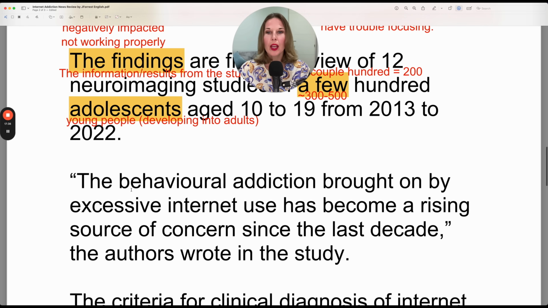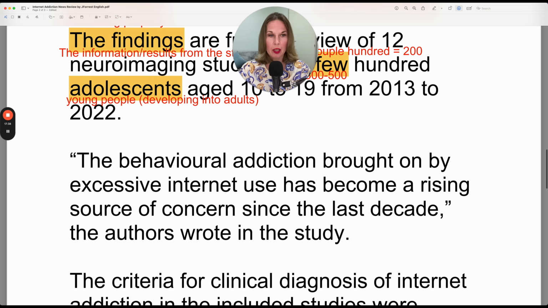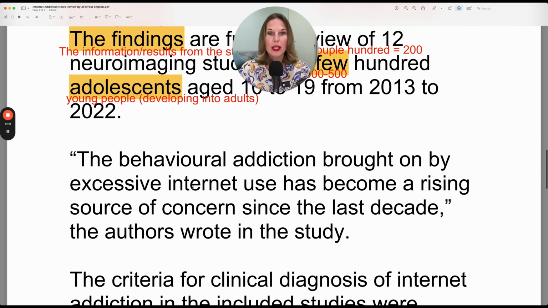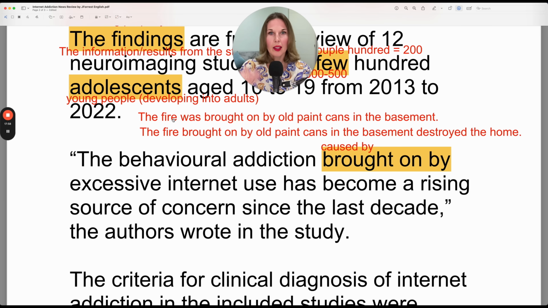Let's continue. The behavioral addiction brought on by excessive internet use. So here, this phrasal verb, brought on. Brought is the past simple of bring, brought. Brought on by. If something is brought on by, it means that it caused it to happen. Let's review this example. The fire was brought on by old paint cans in the basement. So the fire was caused by.